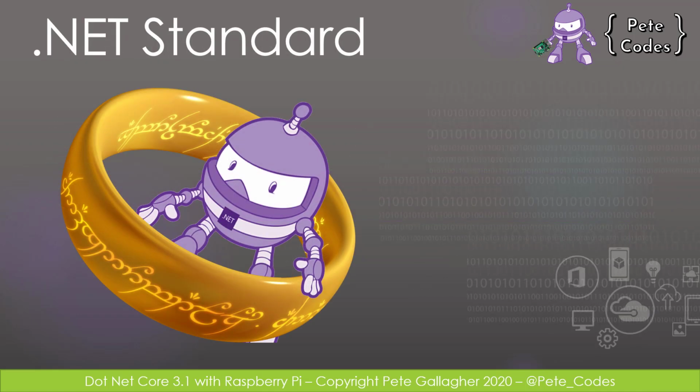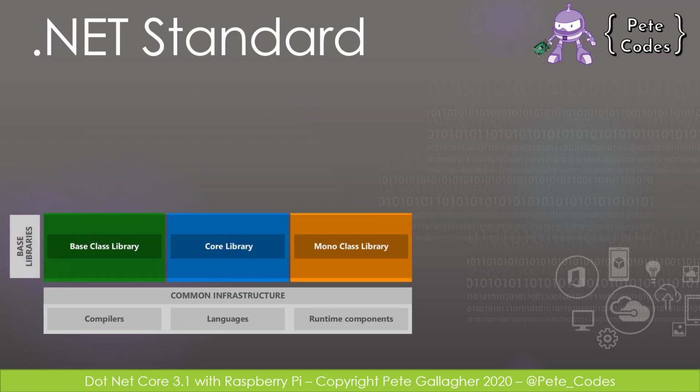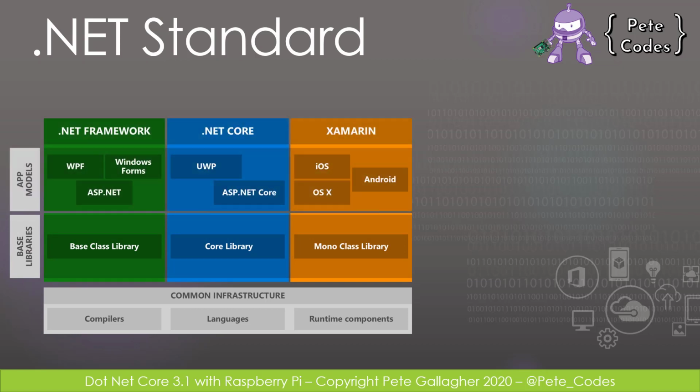And so, .NET Standard, what's that? And how does that fit into .NET Framework's ecosystem? So essentially, we have some common infrastructure that sits below. So we have compilers, languages, and runtime components. And on top of that, we have base class library, core library, and mono class libraries. And they sit underneath the .NET Framework, .NET Core, and Xamarin.